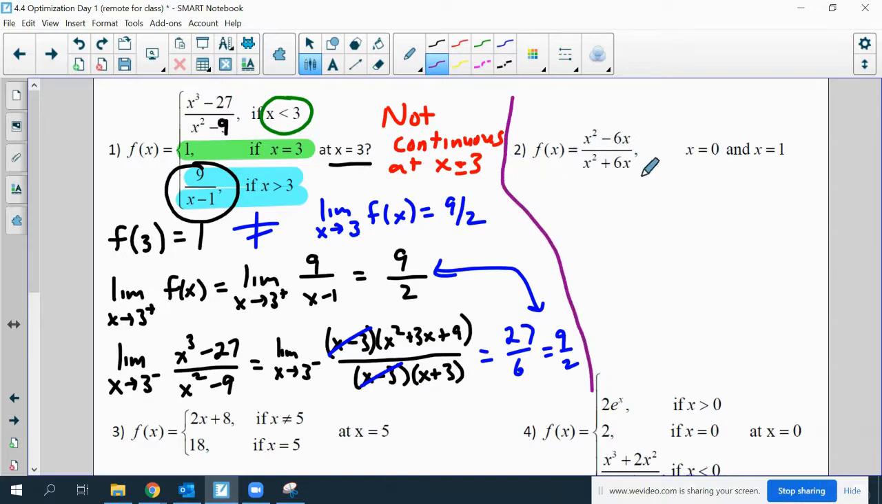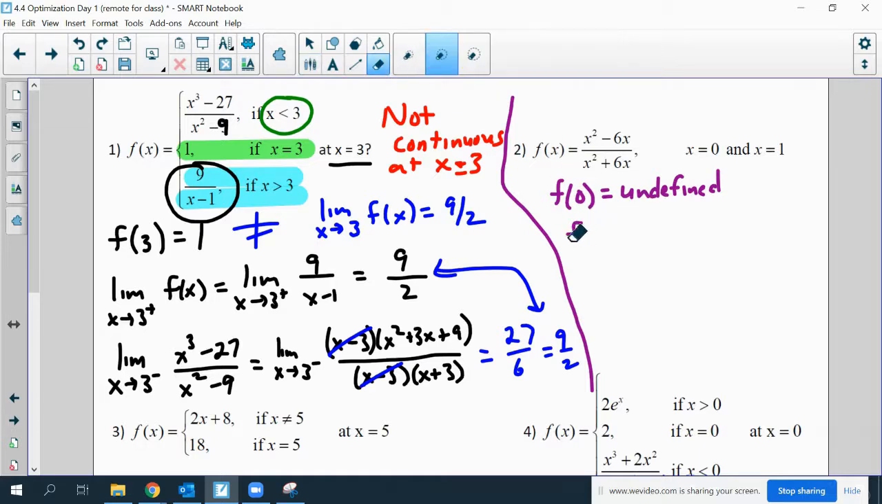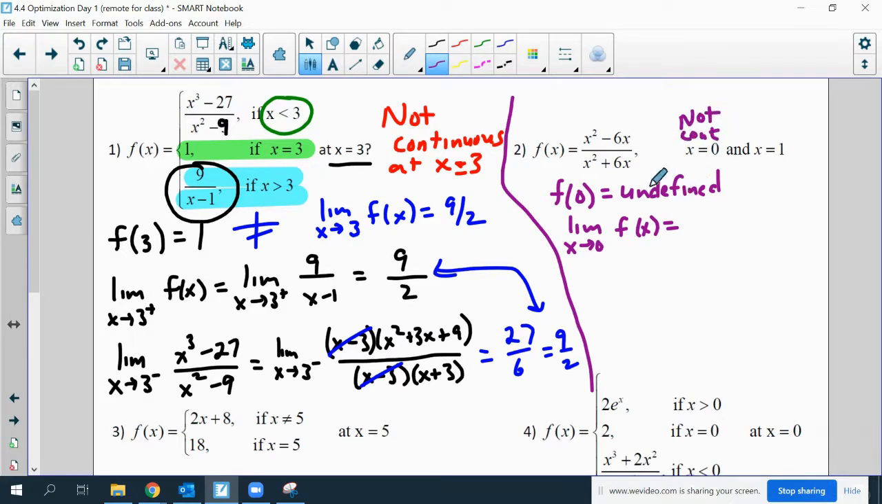Okay, so this problem has two different things going on. F of 0 is undefined, because if I substitute in 0, I get 0 over 0. So this is an indeterminate form. So the limit as x approaches 0 of this function. Now, do I really need to calculate this if I'm doing continuity? No, because I already know that this is not continuous at x equals 0 because the function has to be defined at 0. But I'm going to do it anyway just to get a little practice in.